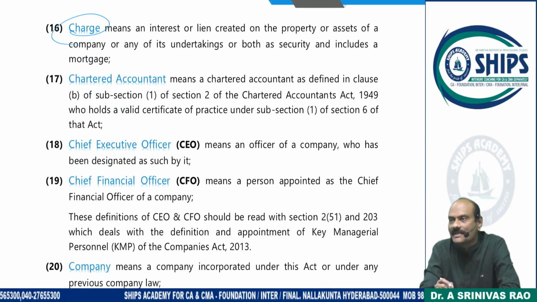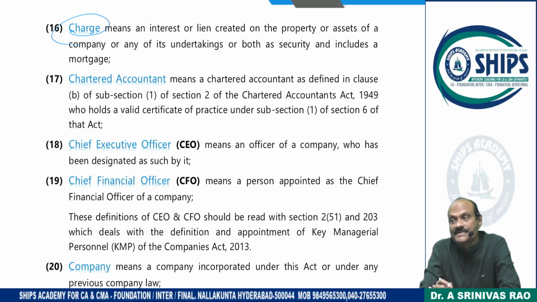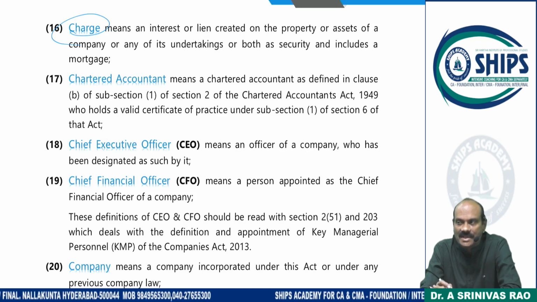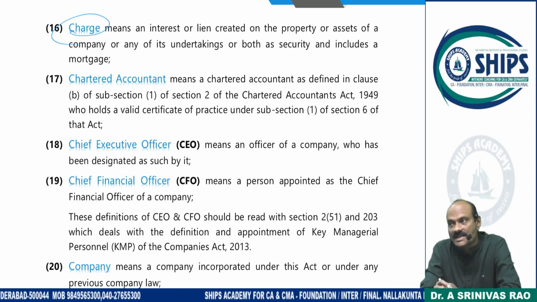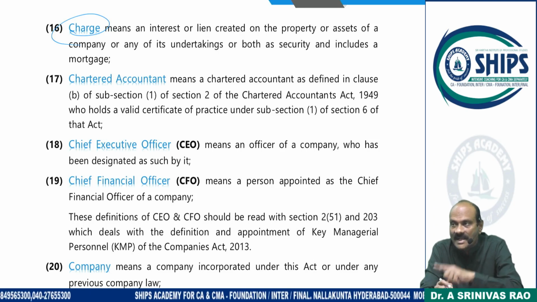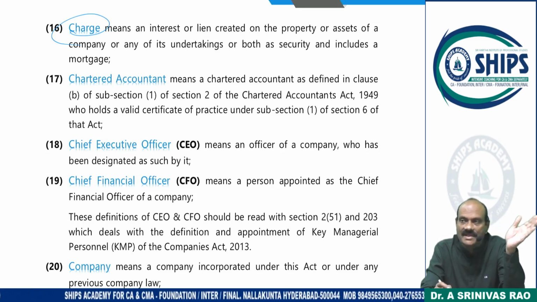Charge is nothing but a type of mortgage. There are two types of charges: fixed charge and floating charge. Fixed charge means if you create any charge on the fixed assets of a company, it is called fixed charge. Floating charge is on assets which are constantly fluctuating. Present assets as well as future assets, a charge can be created. So that is called fixed charge and floating charge.